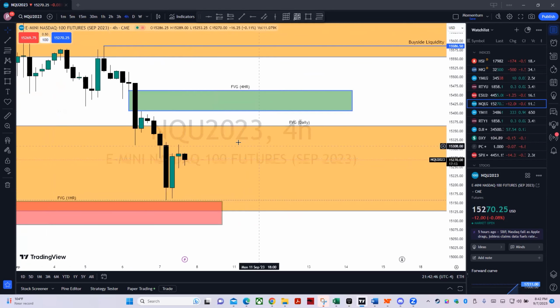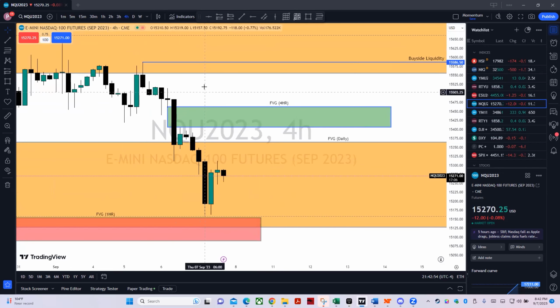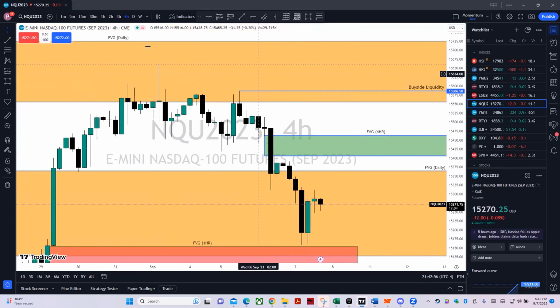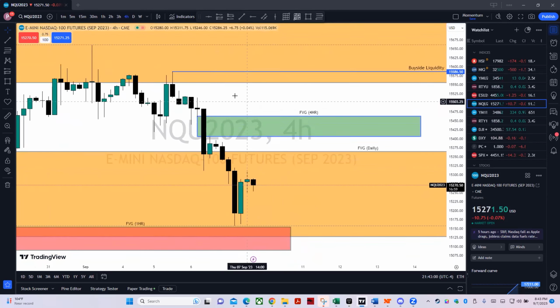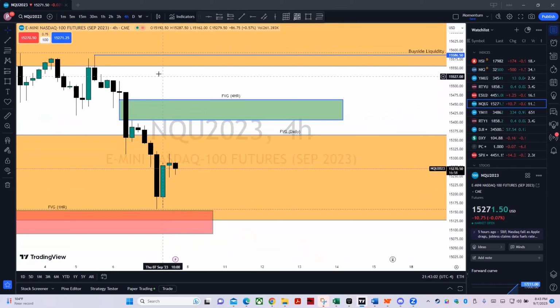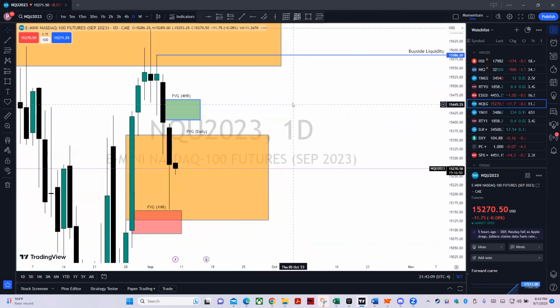That's fantastic. So now we see on the 4 hour, we have two fair value gaps right over here. We have one up here, and we just have a lot of buy side liquidity up here. Good Lord. Again, these are all mental notes. Next, we'll go to the day.